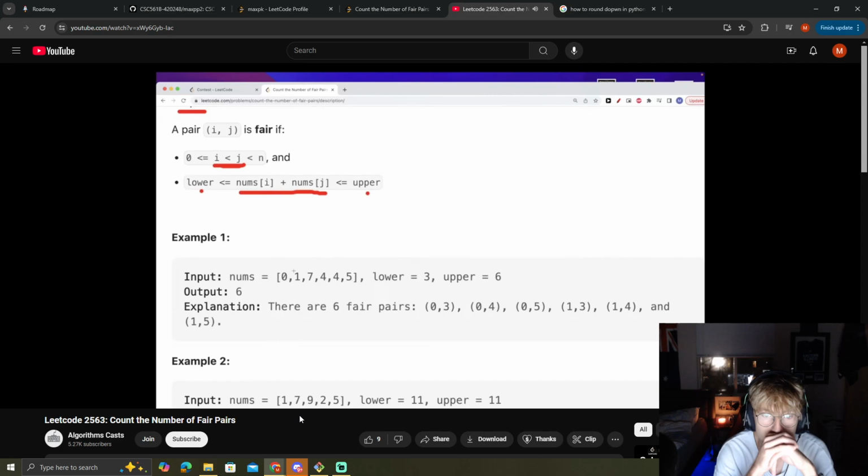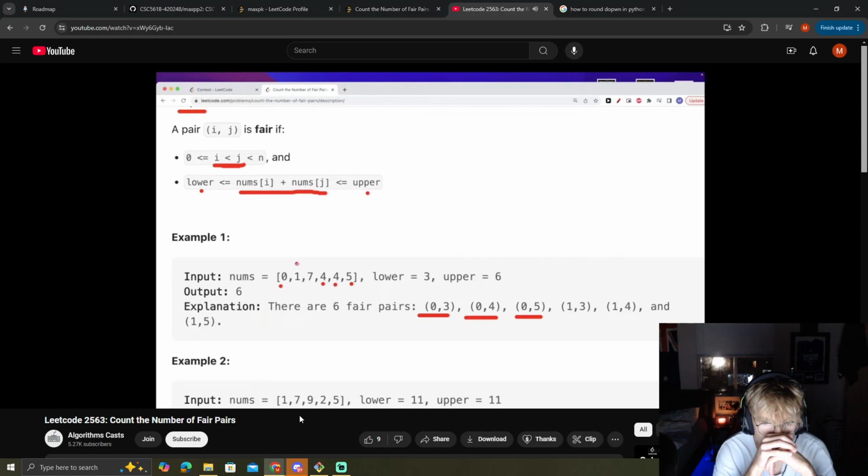So for example, in this array, the pairs that validate that condition are 0 and 4, because the sum is 4, and 4 is between 3 and 6. These are the indices, by the way. Then 0 and 4 also, that's a valid one. 0 and 5, 5 is between 3 and 6.